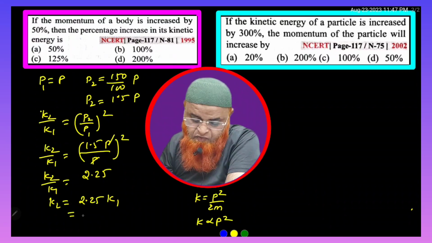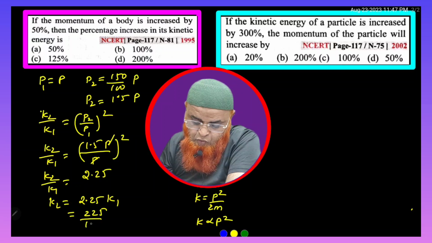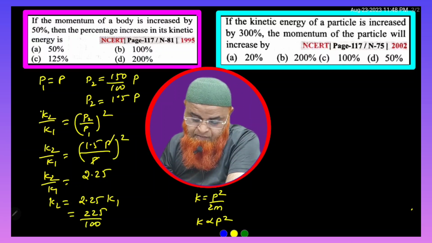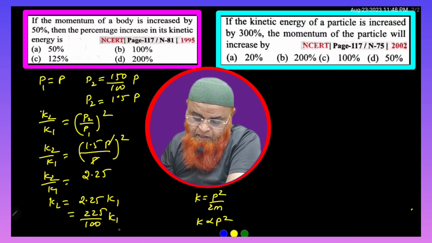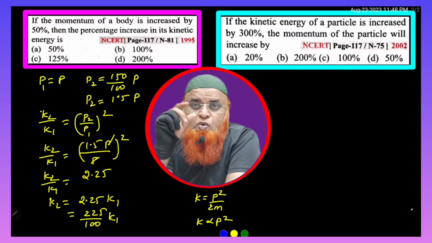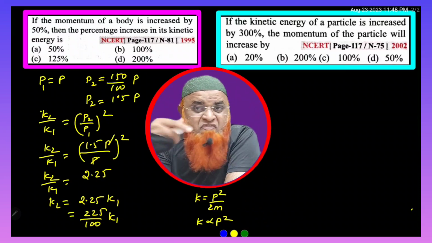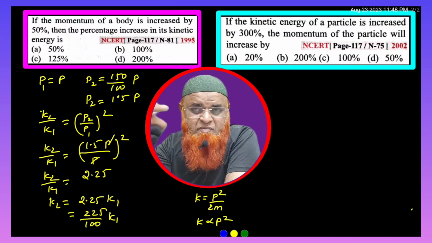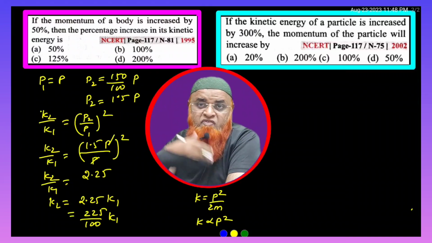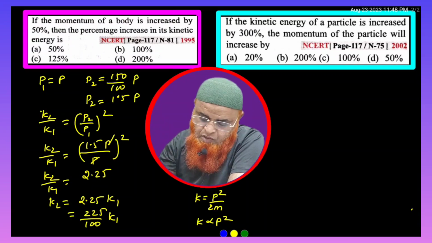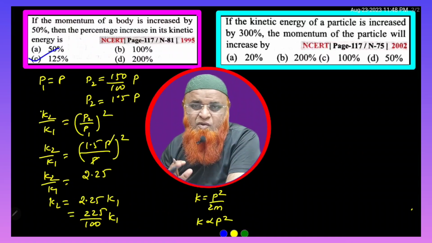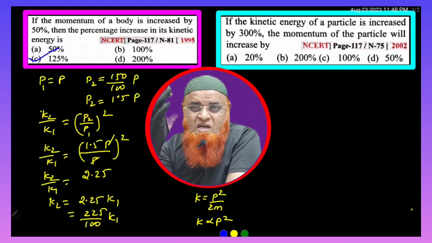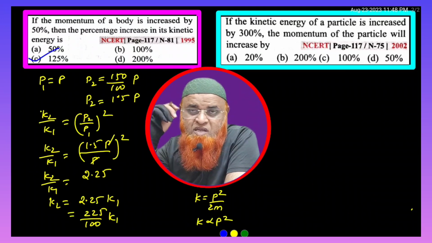What is the meaning of 2.25 times? It is nothing but 225 by 100 into K. So 225 means what? 125 extra. So already 100% is there, and 225 means 125% extra is there in that. So therefore your correct option is nothing but 125%. Directly you can tell the answer without doing lengthy calculations. You can do this problem in this way.